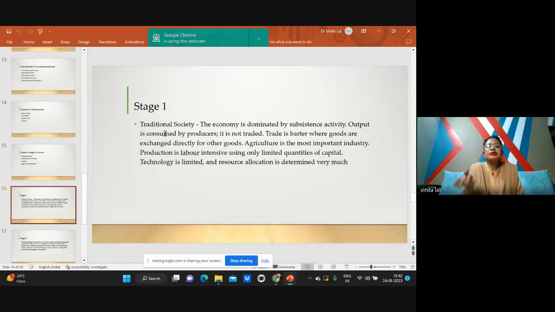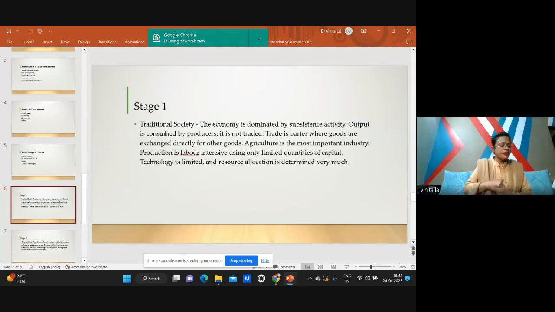Trade is a barter, where goods are exchanged directly for other goods. In traditional society, agriculture is the most important occupation, even industry also. Production is labor intensive, using only a limited quantity of capital. Technology is limited.